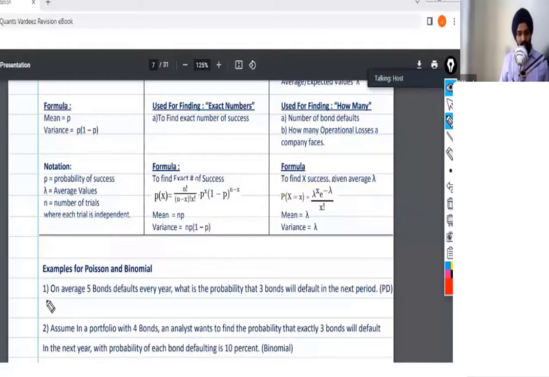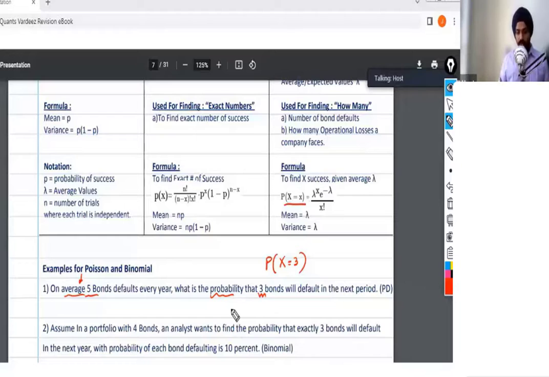Let's look at these 2 examples. On average, let's say 5 bond defaults happen every year. You are managing a portfolio and you notice that 5 bonds default every single year. So this is the average. Once you hear this word average, it clicks that it's a Poisson distribution. Then what is the probability that 3 bonds will default in the next period? Now you want to find the probability that X is equal to 3.